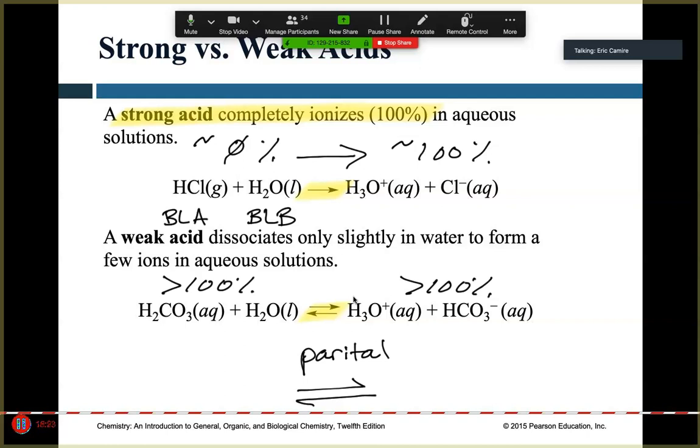So take-home message, right? 100% dissociation for strong, and then it's only slightly dissociated when it's weak.